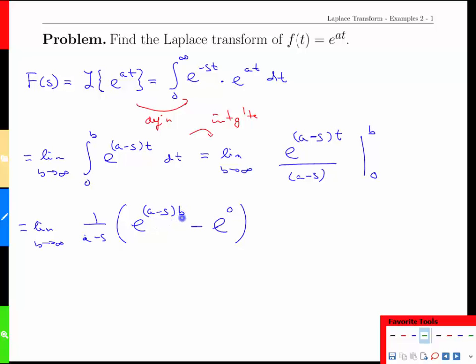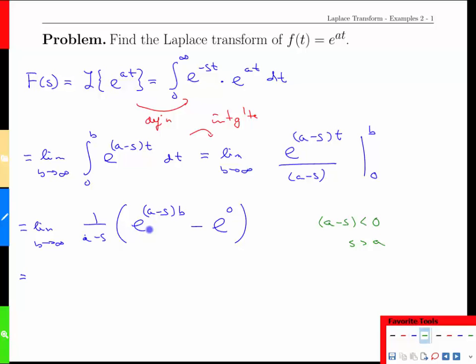Now here we have two choices, we have two possibilities. This could either go to infinity if the exponential coefficient is positive, so we don't want that, we want something that converges. So we're going to ask that a minus s be less than 0, which is the same thing as saying s has to be bigger than a if we rearrange this. But that's okay, as long as there is a value for s for which this works, we're good.